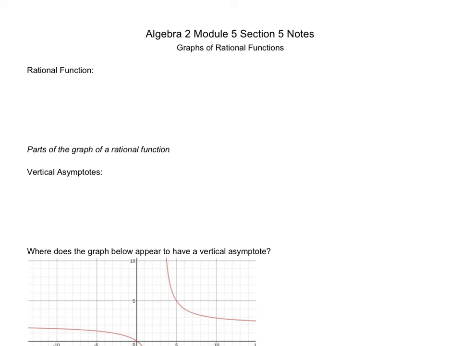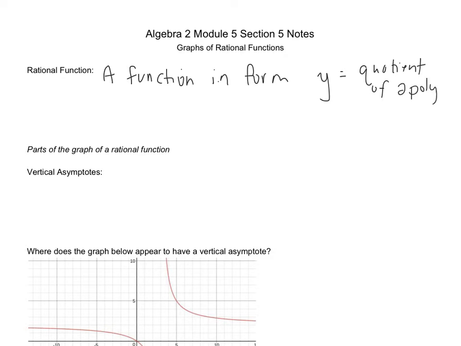Okay, our last section in Module 5 is about rational functions. Now, a rational function is really just a rational expression that's going to be equal to a different variable. So it's going to be a function in the form where we have y, which is some variable, equal to the quotient of two polynomials. So you have a polynomial on top, a polynomial on bottom, but you have a y equals for it.